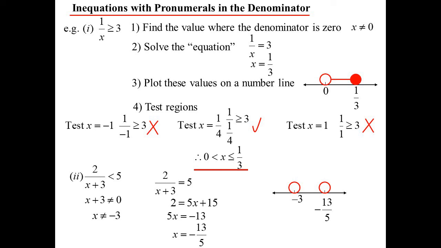Test a point. Well, 0 is easy to test, isn't it? 2/3 is less than 5. True or false? Okay, so 0 must be included. And so I end up there. Because the interesting thing is, with these linear ones in the denominator, it's just like a quadratic in that it's either going to be in between or on the outside. But if you're unsure, test all the regions.